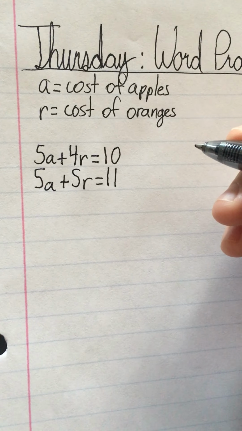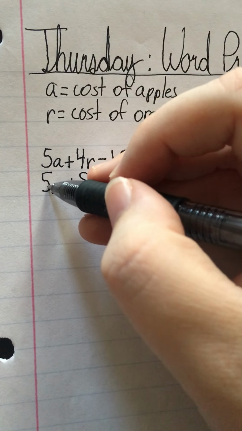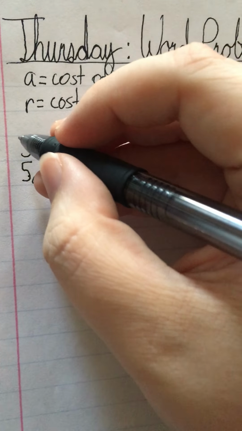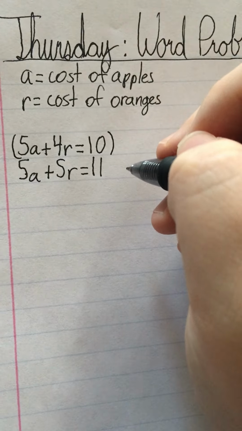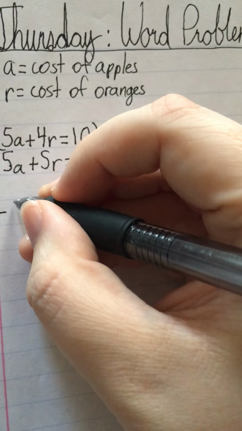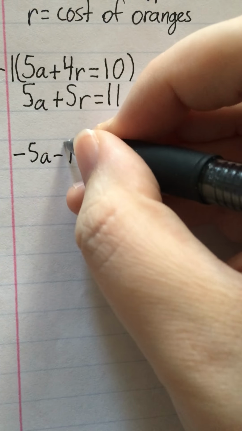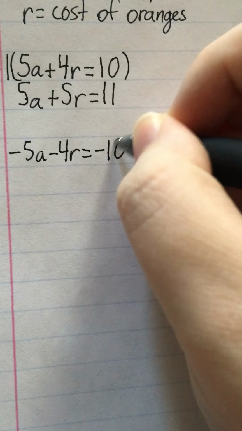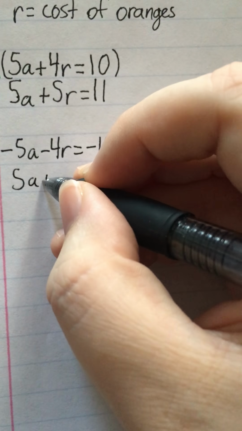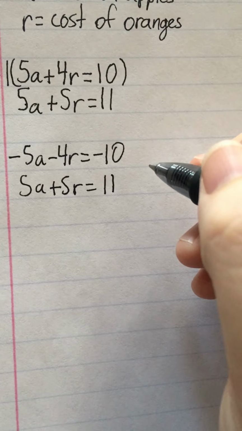So I decided to use elimination for this one, especially since our apples are the same. Makes it really easy. So I'm going to multiply this first equation by -1. So that way we end up with negative 5A minus 4R is equal to -10. I'll just copy that second equation. 5A plus 5R is equal to 11. And we'll add those up.